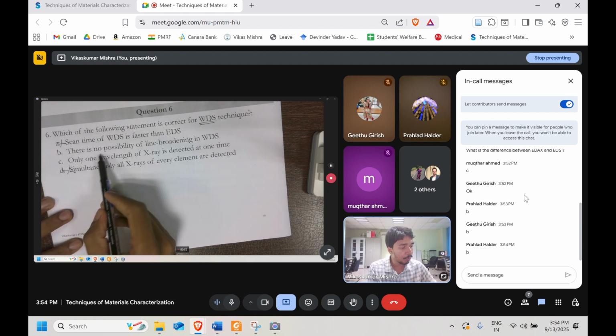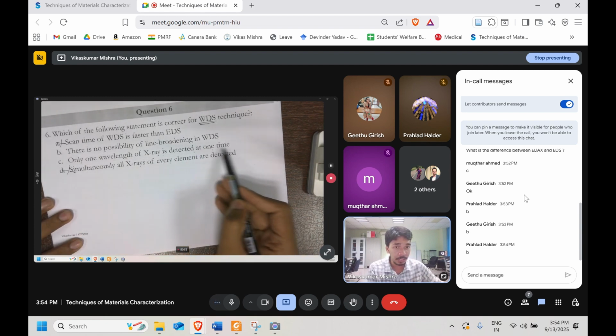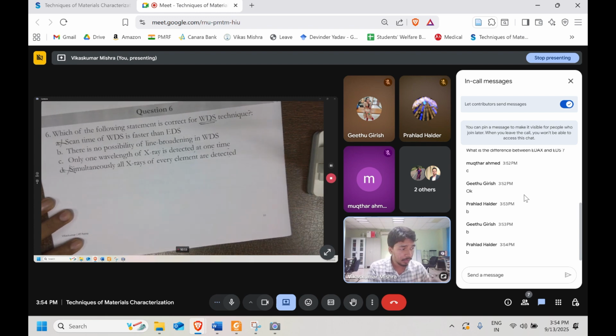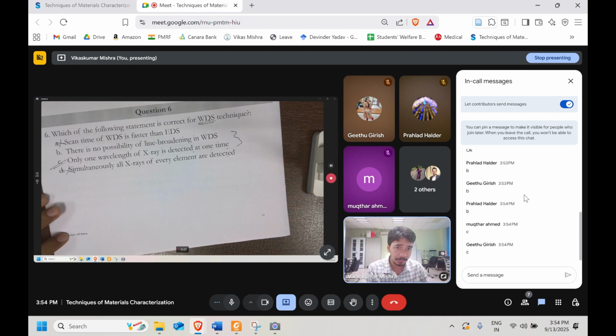What about there being no possibility of line broadening in the WDS, or only one wavelength of the X-ray being detected at one time? Which one among these will be the right answer? Ahmed, that's great. The right answer is option C: only one wavelength of the X-ray is detected at a time. So here we are going to the diffraction.